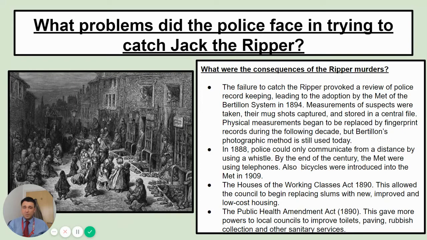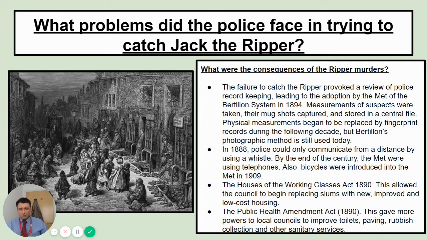And if you remember, we were looking before about the fact that the sewers were overfilling on the streets of Whitechapel. Well, the Public Health Amendment Act of 1890 said actually we want councils to improve toilets in the area, we want better paving, we want rubbish collections, and we think the water should be clean. And so slowly Whitechapel starts to improve as a result.